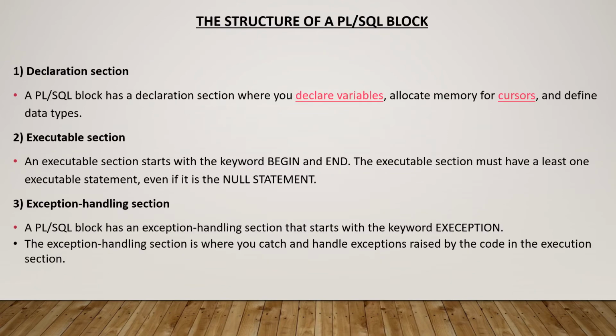Declaration section. Any block can have a declaration section, but it is optional. In this section, we can declare variables and allocate memory. Second, the executable section. It is a mandatory section. It starts with the keyword begin and ends with end. An executable section must have at least one statement, even if it is a null statement.